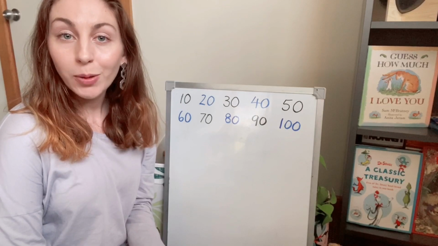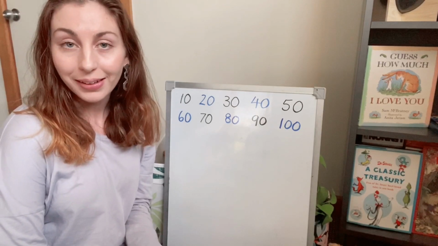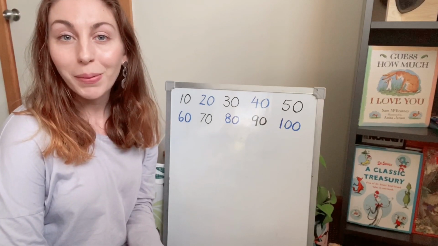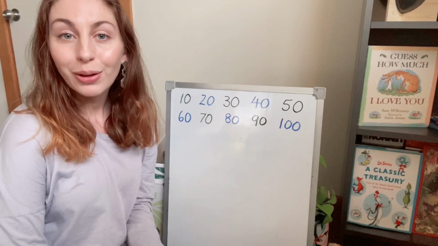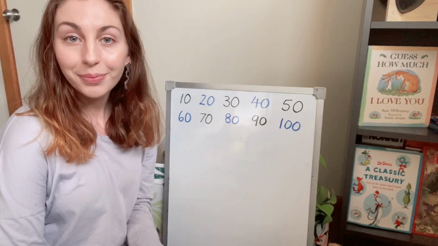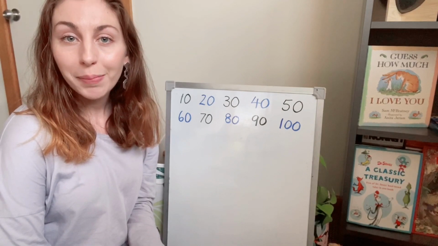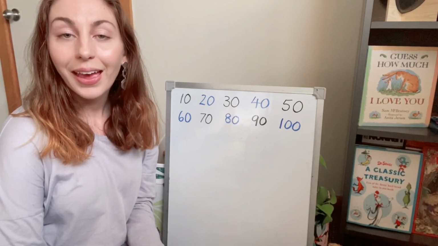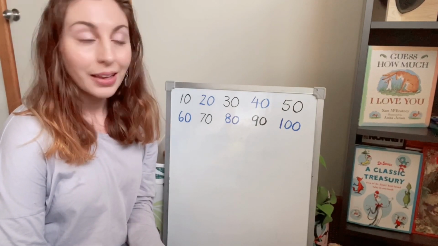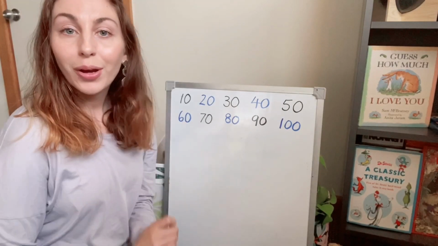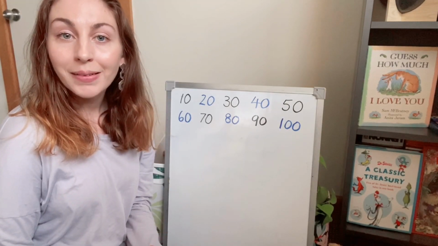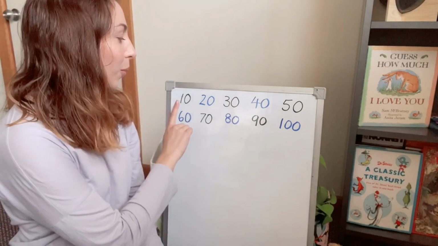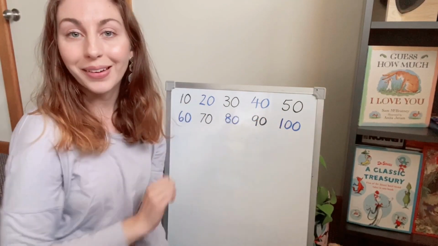This week our number fluency is going to focus on skip counting. Skip counting is when we skip by a certain number over and over again. We're going to focus on skip counting by tens and by fives this week. Up on the board here, I've got the numbers in the skip counting by 10 sequence from 10 to 100.